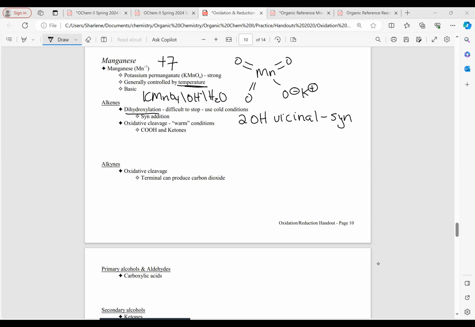All right. So we have seen what happens with our alkenes. Well, how in the world could you get a ketone? For this example, you know what? Let's do this one.